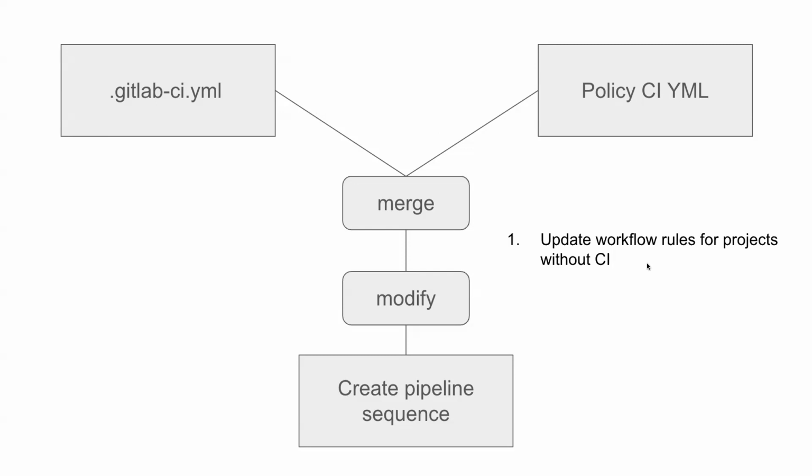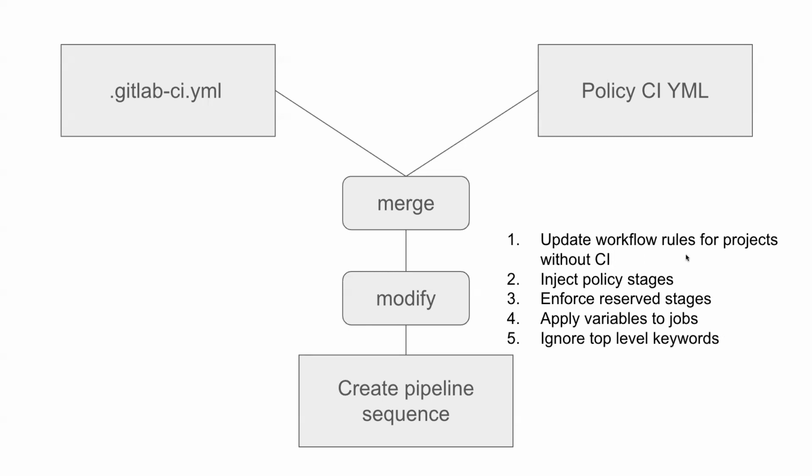we update workflow rules for projects without a CI, because if the project doesn't have a GitLab CI YAML, workflow rules say don't run the pipeline, but we still want to run them if there's a policy. We inject the reserved policy stages. We enforce them, so the project can't add any jobs to them. We apply variables to jobs. If the policy defines global variables, they will be added to the jobs instead to not interfere with the project CI. And we ignore some top level keywords like stages, for example, because we have the reserved stages.